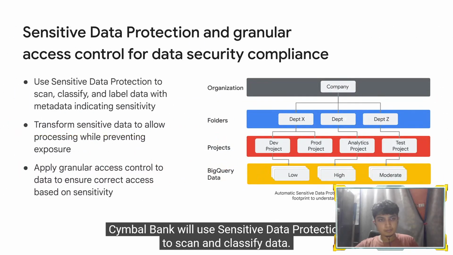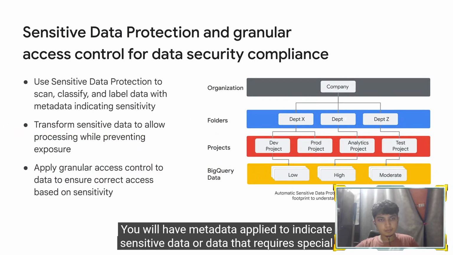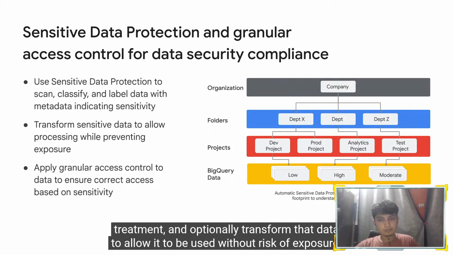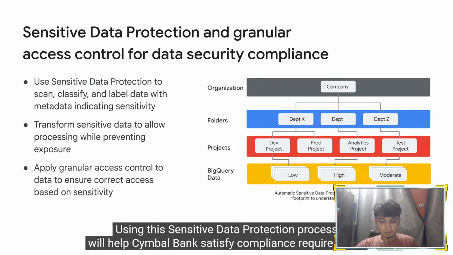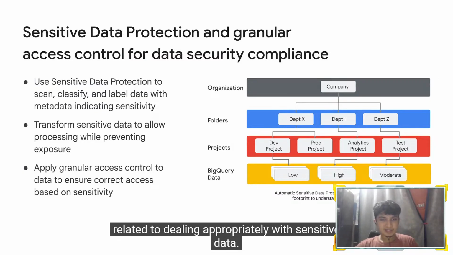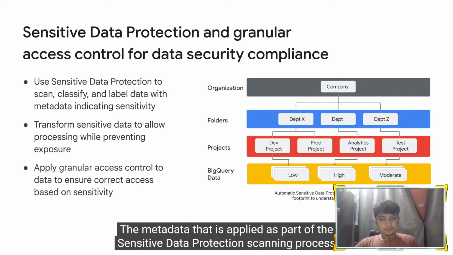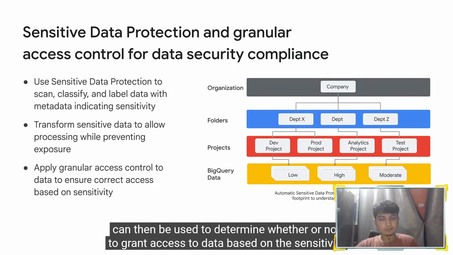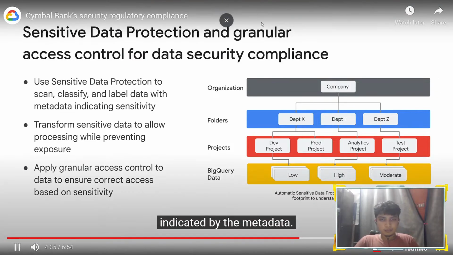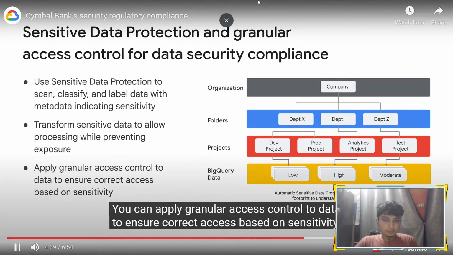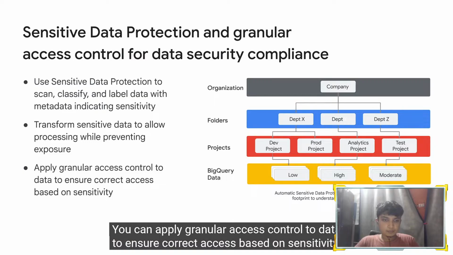SimpleBank will use sensitive data protection to scan and classify data. You'll have metadata applied to indicate sensitive data or data that requires special treatment, and optionally, transform that data to allow it to be used without risk of exposure. Using the sensitive data protection process will help SimpleBank satisfy compliance requirements related to dealing appropriately with sensitive data. The metadata that is applied as part of the sensitive data protection scanning process can then be used to determine whether or not to grant access to data based on the sensitivity indicated by the metadata. You can apply granular access control to data to ensure correct access based on sensitivity.